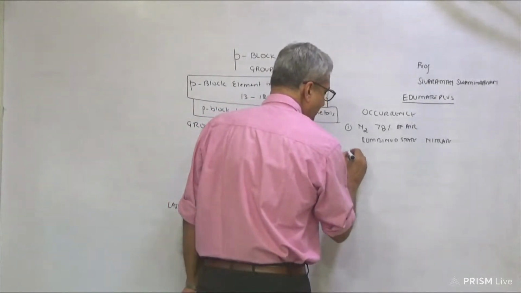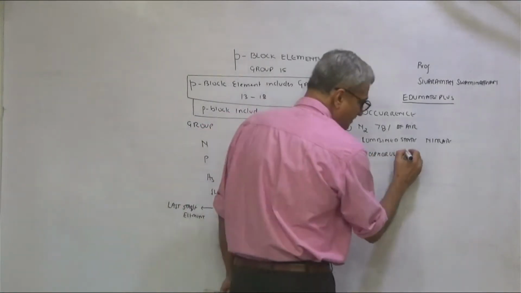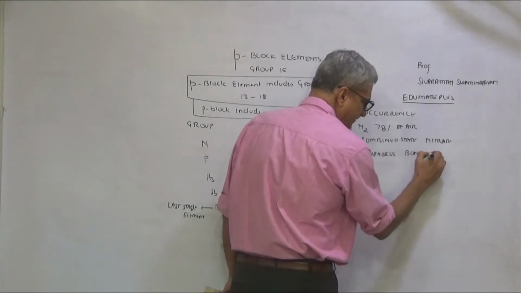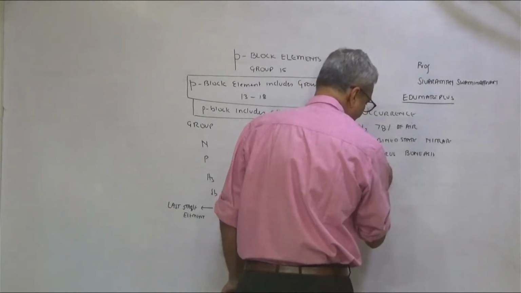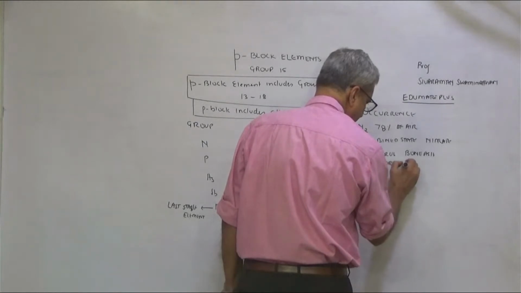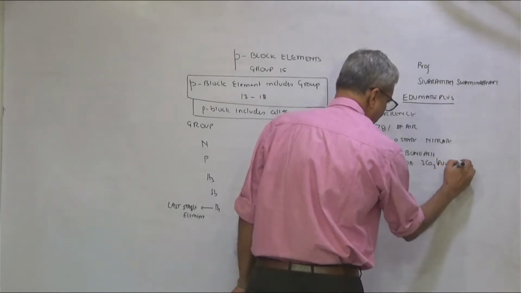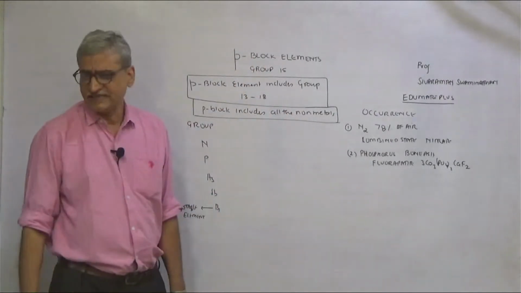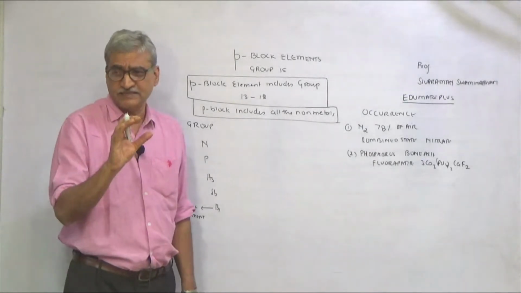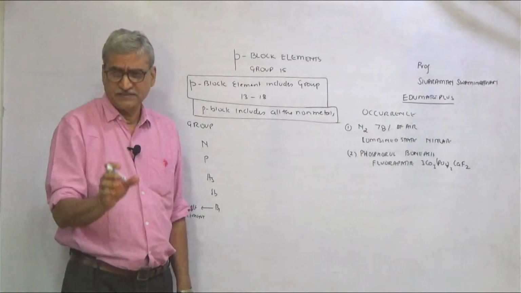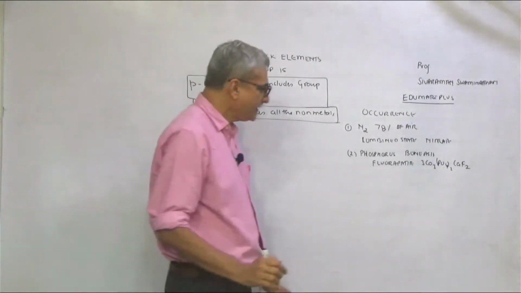Next is phosphorus. One of the main sources of phosphorus is bone ash. It also occurs as fluorapatite, Ca3(PO4)2 with CaF2. Bone ash is calcium phosphate. One kind of question they can ask in entrance exams is to prepare a list of all the minerals and their formulas. These are factual questions which can be asked, worth one mark.